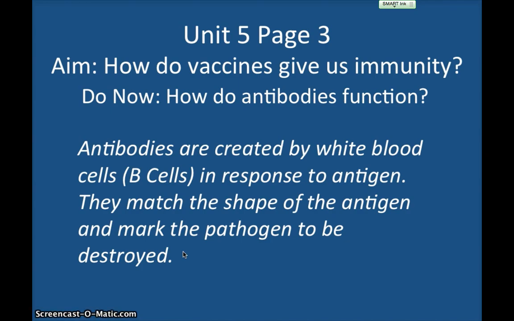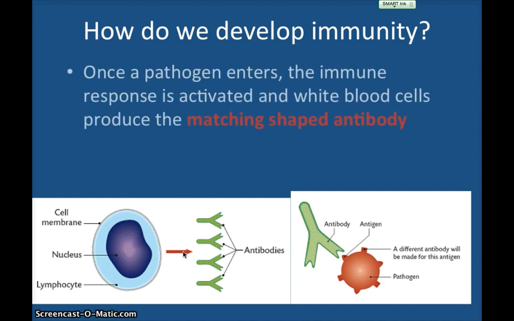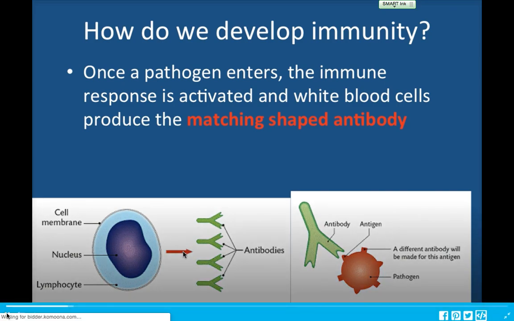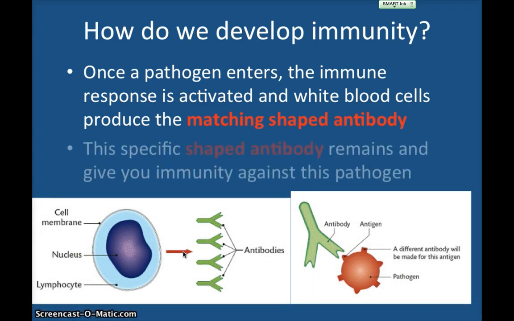So now let's talk about immunity. Specifically today, we're going to talk about vaccines. So how do we develop immunity? Well, when a pathogen enters our body, the immune response is activated and the white blood cells produce these antibodies that we just spoke about. Remember that they have to have a matching shape to the antigen. That shaped antibody remains in your body long term, sometimes even lifelong, and gives you immunity against the pathogen.